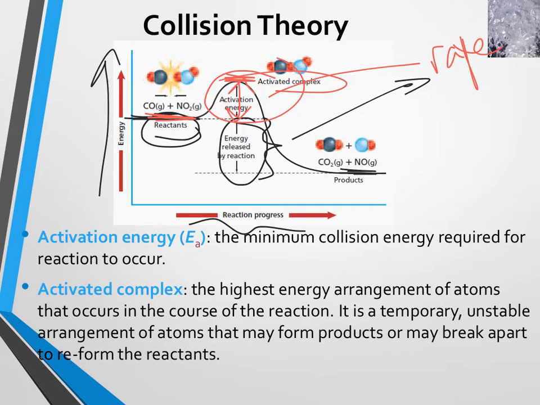So just imagine you have different size hills to run over, okay? Your rate of getting from one side of the hill to the other is going to be quite a bit faster if the hill is smaller. Same thing with a chemical reaction, okay? The larger the activation energy, the slower the rate of reaction.